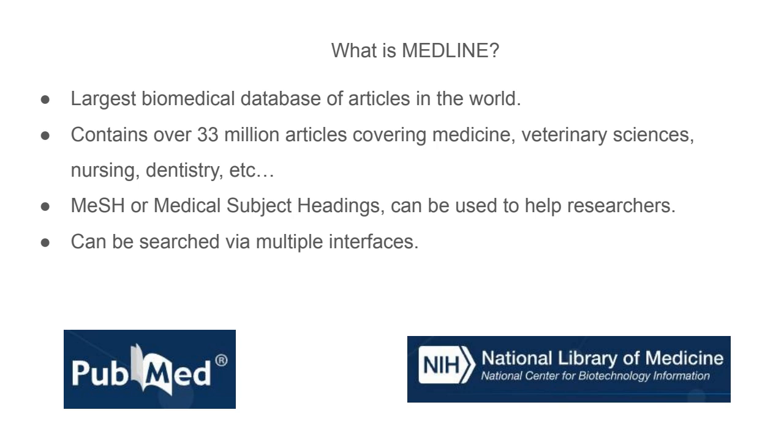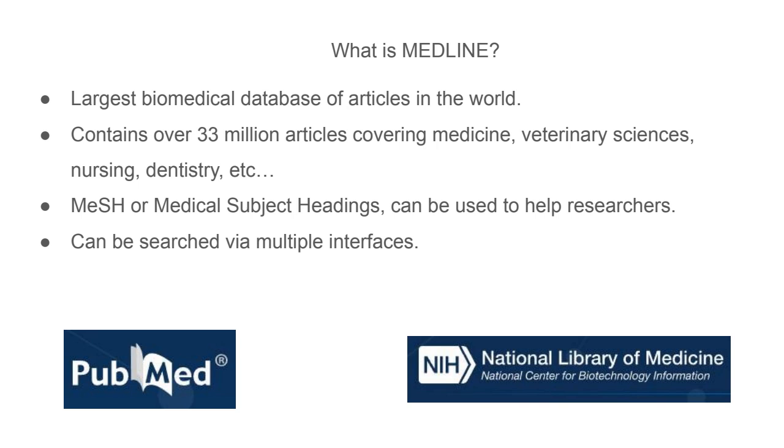So basically, for every article of all those 33 million articles that get put into Medline, there is an indexer at the National Library of Medicine that assigns a special subject heading or subject headings to that article. And it's fantastic for helping us narrow down our searches. And I'll talk more about that here in just a few.